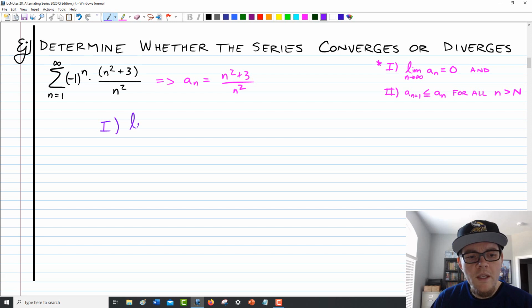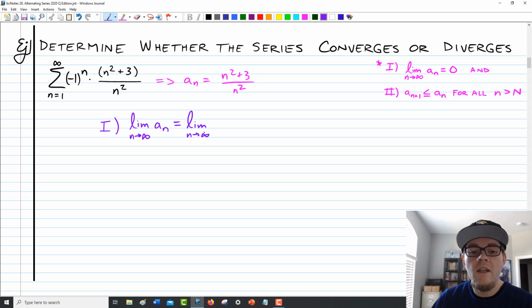So property 1 says we need to check and make sure that the limit as n goes to infinity of a sub n is equal to 0. That means we're going to evaluate the limit as n goes to infinity of (n squared plus 3) over n squared. So having said that, when we go to evaluate this, you could use L'Hopital's rule twice. You could do a bunch of different things. But no matter how you get there, you're going to find that this limit is equal to 1.